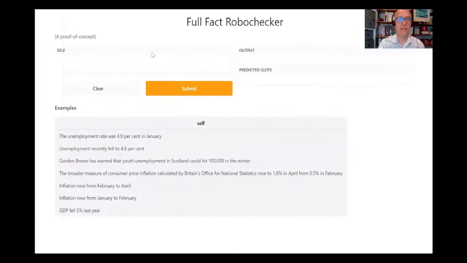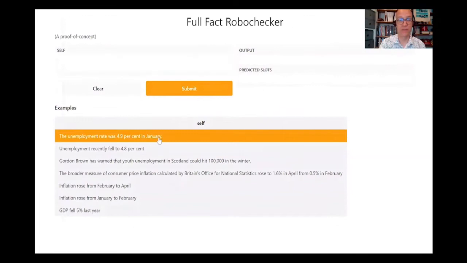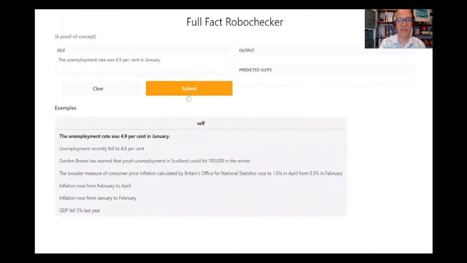In the top left box up here, we can type in any text, such as a sentence found in a newspaper. After we submit this, the process will, within a second or two, show how it has interpreted the sentence and whether it thinks it's true or false. And here are some examples just to save you typing. The first example: the unemployment rate was 4.9% in January. We submit that.